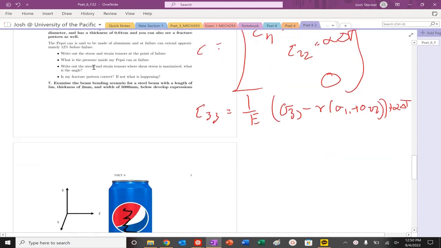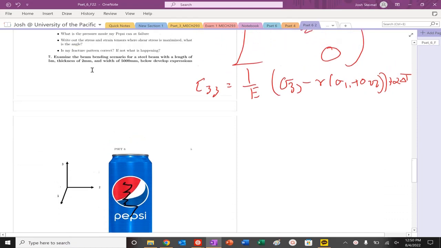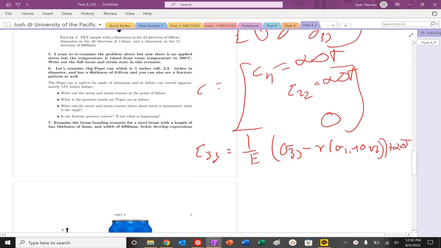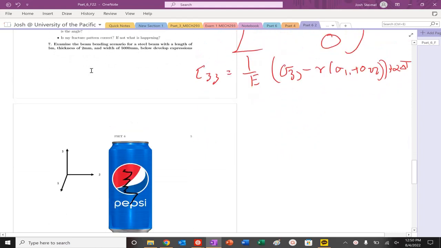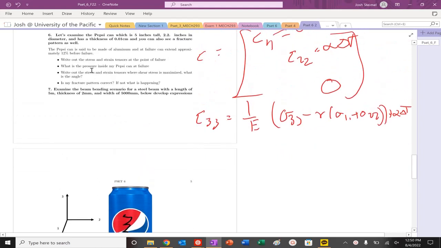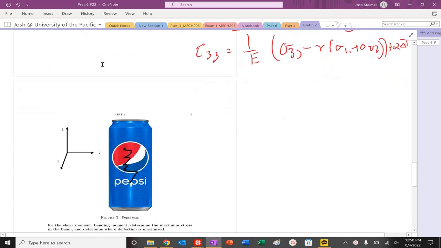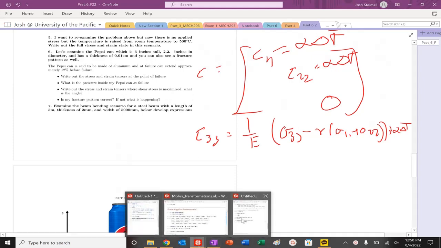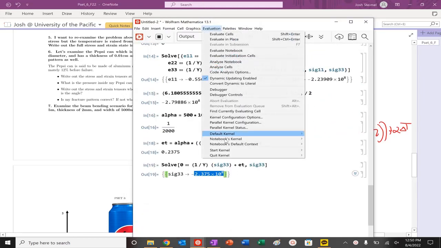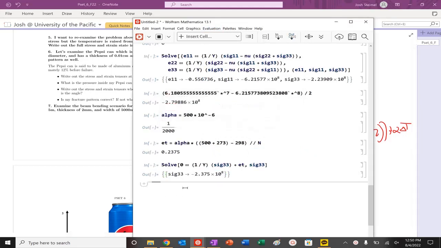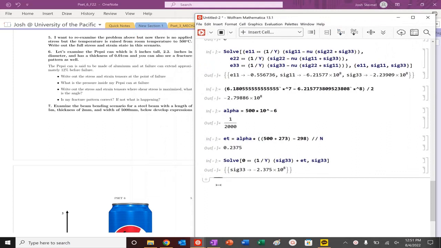So now we're looking at a Pepsi can. The Pepsi can is 5 inches tall. It is 2.2 inches in diameter. It has a thickness of 0.01 centimeters. And you can see the fracture pattern here as well. So immediately, once you hear radius and thickness, you want to say, okay, I need to see if this is a thin wall pressure vessel type problem.